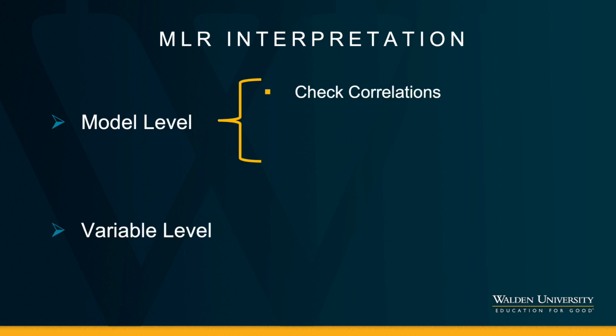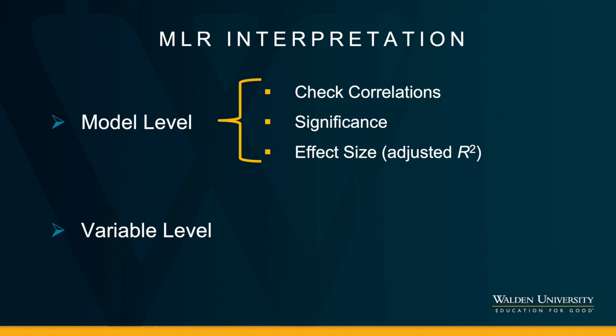But at model level, we're going to first check the correlations to see if there is a relationship between each independent variable and the dependent variable. We will then evaluate the significance and our null hypothesis, and that p-value is found in the ANOVA box. If significance is confirmed, we will report the effect size, and for this test, that is called the adjusted R-square.